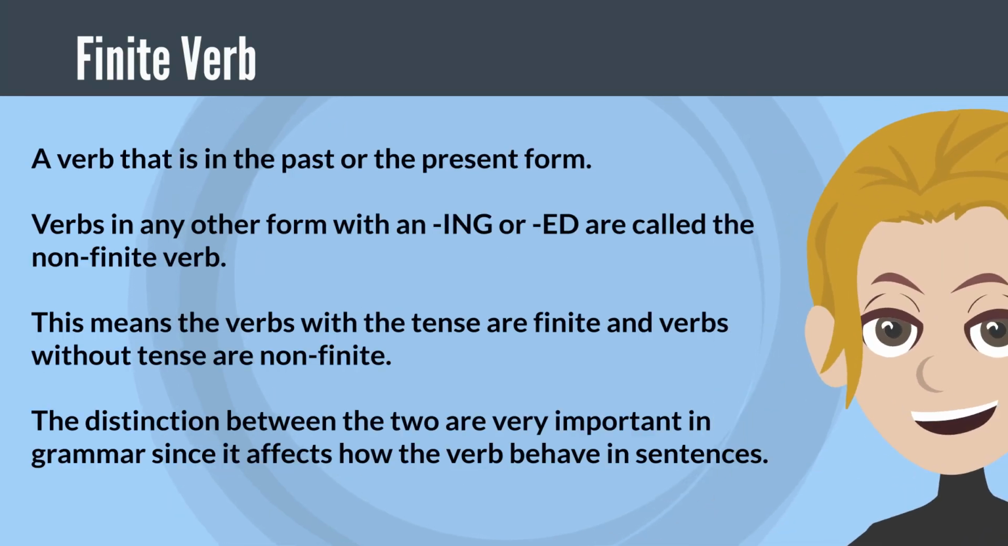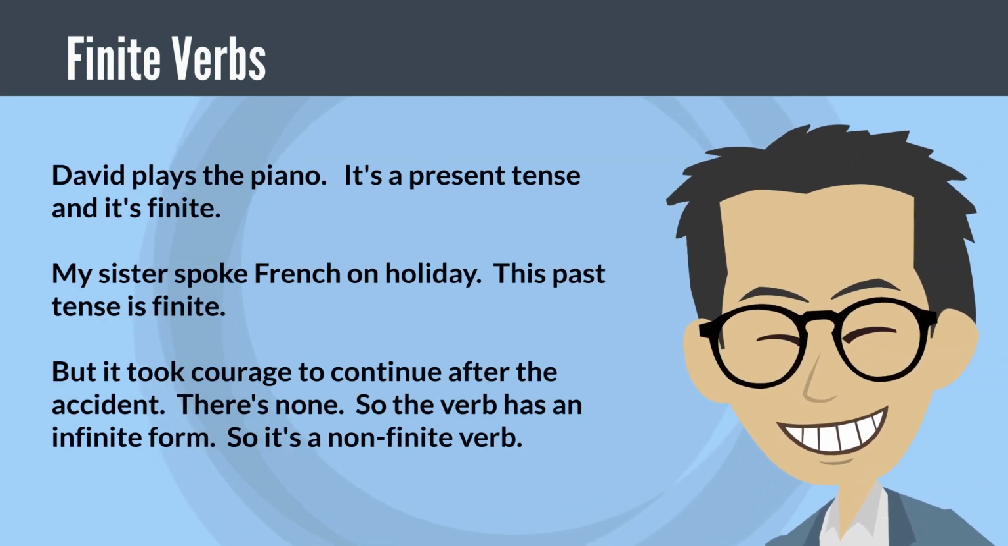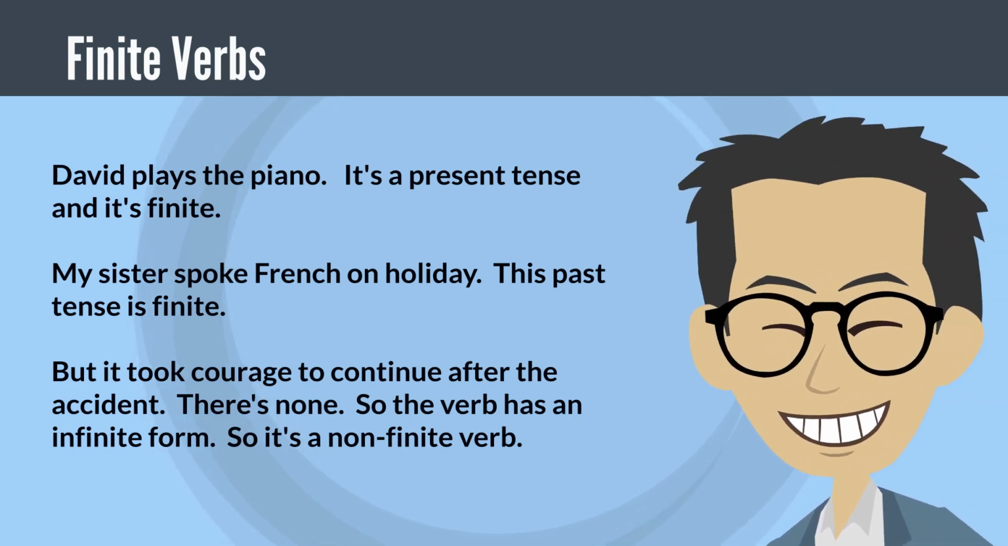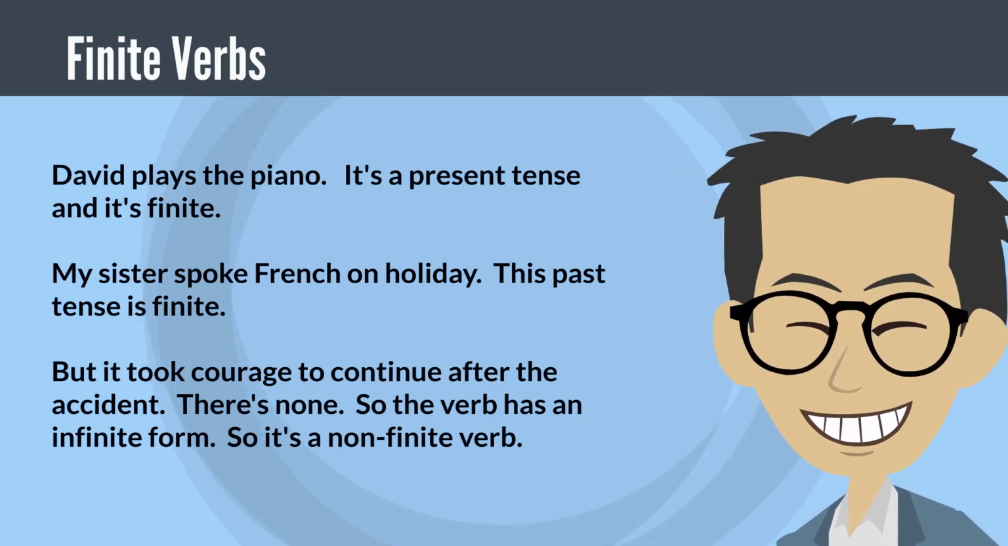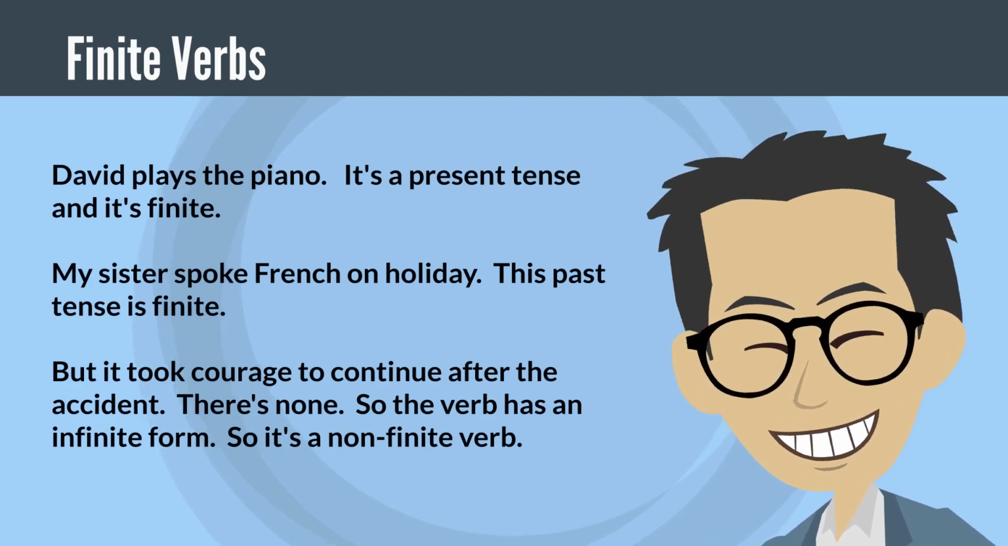A finite verb is a verb that is in the past or the present form. Verbs in any other form, with an ing or ed, are called non-finite verbs. This means the verbs with tense are finite and verbs without tense are non-finite. The distinction between the two is very important in grammar since it affects how the verb behaves in sentences. David plays the piano. It's present tense and it's finite. My sister spoke French on holiday. His past tense is finite. But, it took courage to continue after the accident. There's no tense, so the verb has an infinitive form. So it's a non-finite verb.